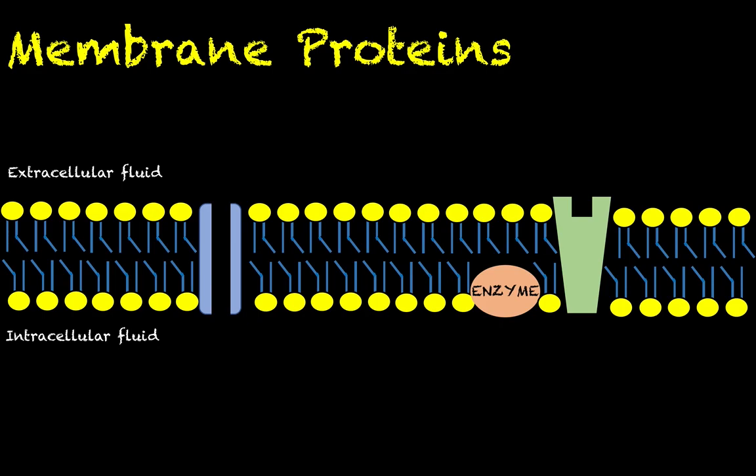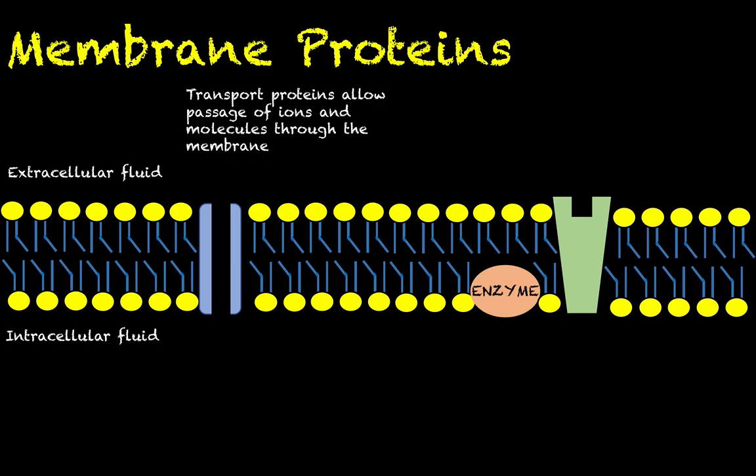There are all sorts of proteins that you can find wedged in the membrane, with a number of different very important functions. We're not going to talk about all of them here in this video, but we will highlight a couple that are going to become very important in numerous physiological processes. First, you have what are called transport proteins. Transport proteins allow for the passage of ions and molecules through the cell membrane.